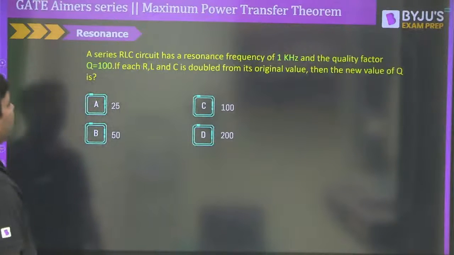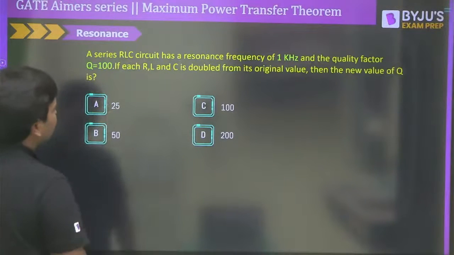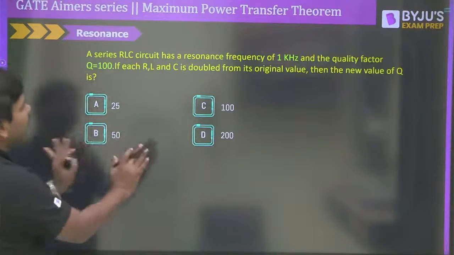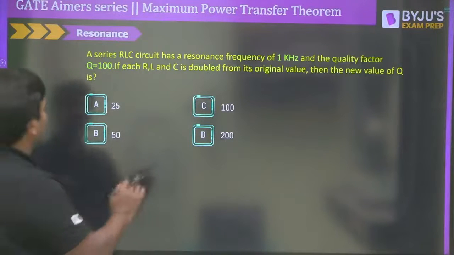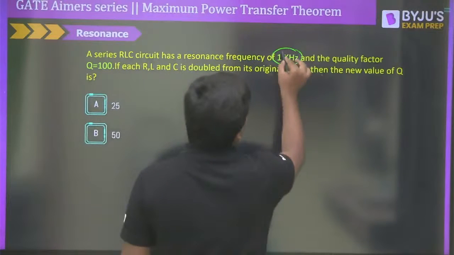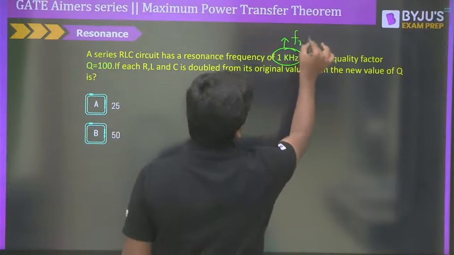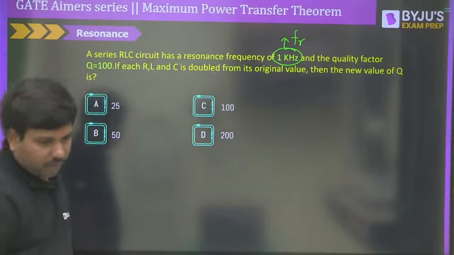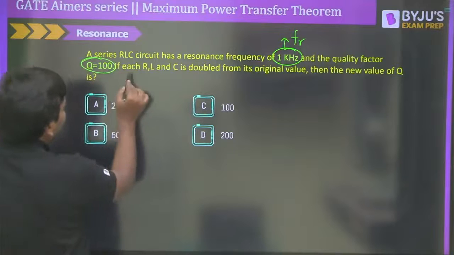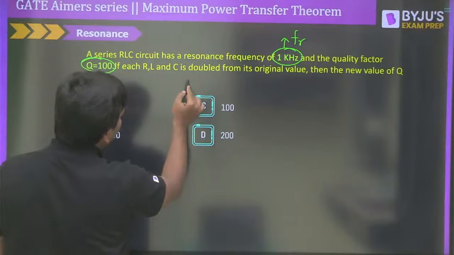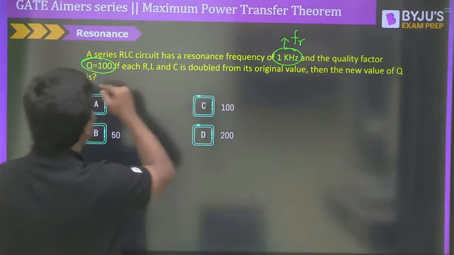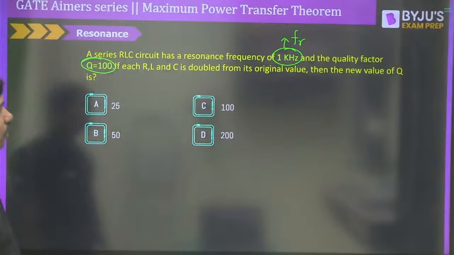So the first question, question number 1, is a simple question. I have taken it from the previous BRC examination, but I agree that this is a very simple question, not a GATE level question. A series RLC circuit has a resonance frequency FR, and the quality factor is 100. If R and L and C are doubled from their original values, then what is the new value of the quality factor?